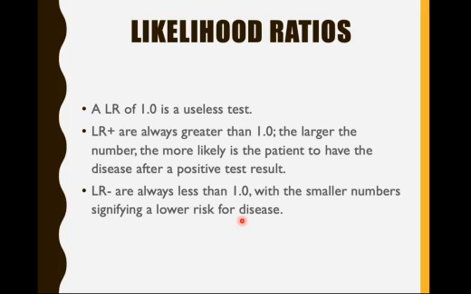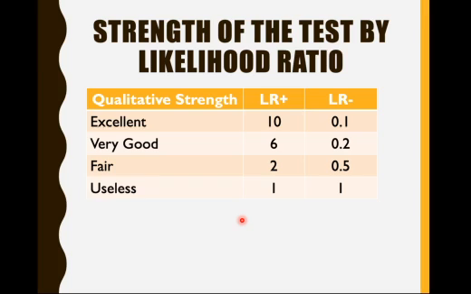Because I told you that with negative likelihood ratio, we are talking of the likelihood that the patient has the disease. So if the value of the likelihood ratio negative is always less than 1, and if the value is very, very small, the likelihood that the patient has the disease is very, very small. And I would like you, class, to look at this table.